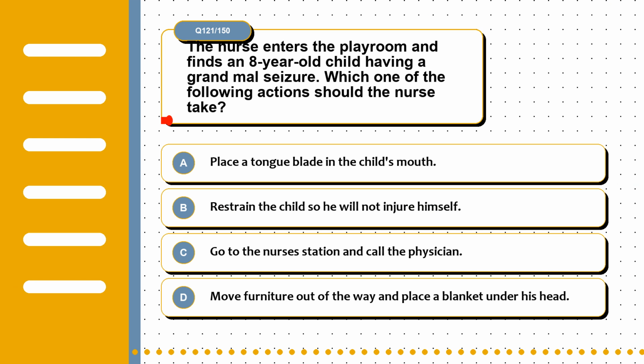Question 121. The nurse enters the playroom and finds an 8-year-old child having a grand mal seizure. Which one of the following actions should the nurse take? Here are the options. Option A. Place a tongue blade in the child's mouth. Option B. Restrain the child so he will not injure himself. Option C. Go to the nurse's station and call the physician. Option D. Move furniture out of the way and place a blanket under his head.